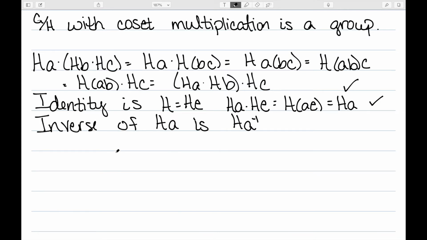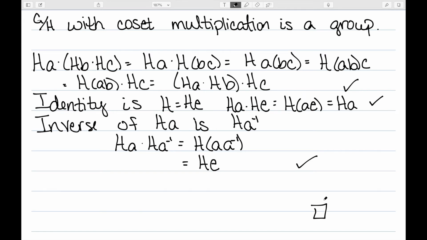Finally, we need the idea of an inverse. The inverse of the coset Ha is going to be Ha inverse. And this is because if I do Ha inverse, definition of coset multiplication says Ha inverse a, which is He, which we just claimed to be the identity. So yes, this is a group.